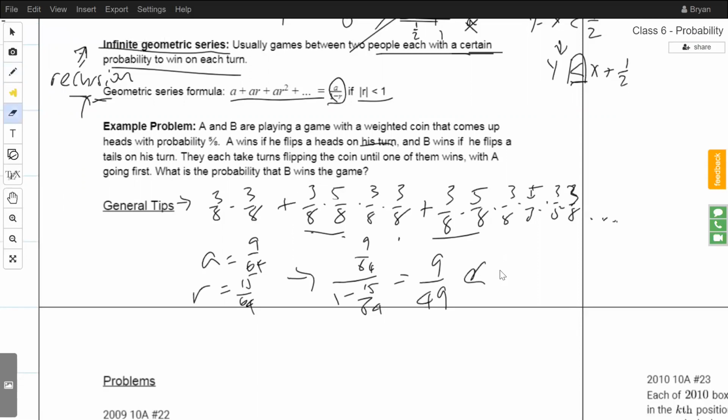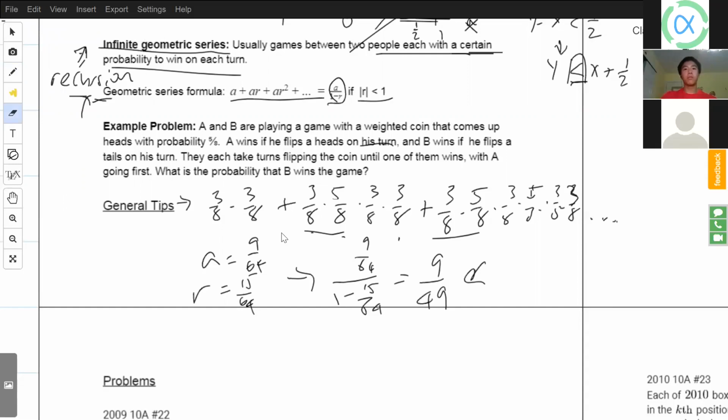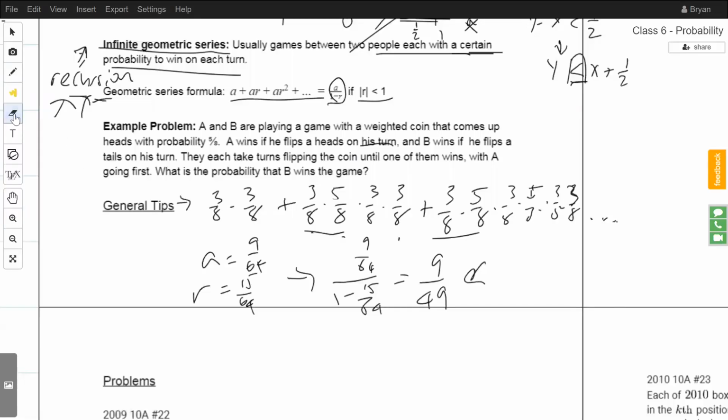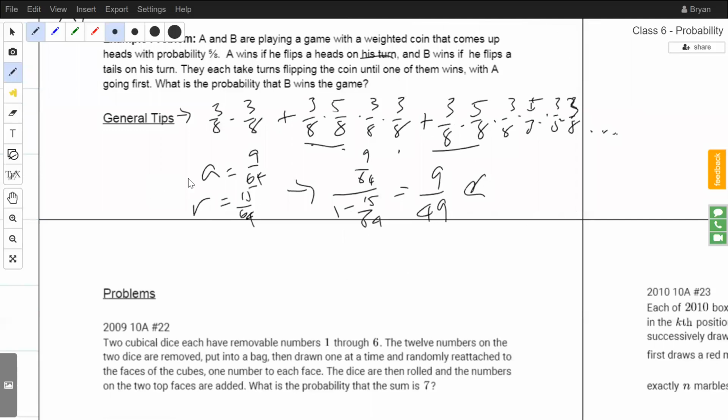And I think that if you don't completely want to go over this, then another method you could use, which is more in line with the name recursion, is, okay, method 2, recursion. If we let the probability of B winning equal P, then we can define P as the probability that B wins the first round, which is 9/64, plus the probability that no one wins in the first round times the probability that you win.